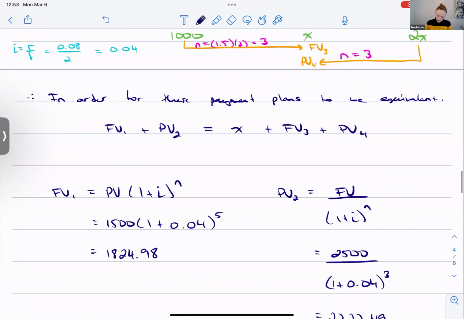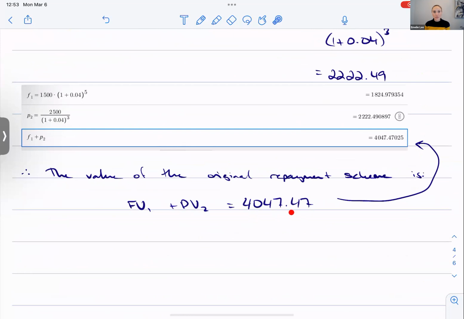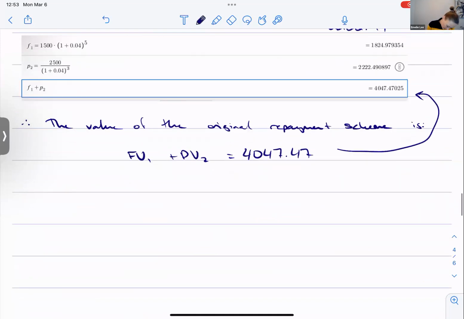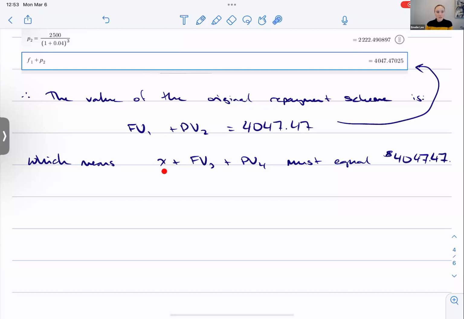So what does that mean? That means that the value of X plus future value 3 plus present value 4 has to add up to 4,047.47. Otherwise, they're not equivalent repayment schemes. That may sound obvious now, but keep that in mind when you're working through your own problems. Okay, so X is what I'm solving for, but I'm not quite there yet. I can solve for future value 3 and present value 4, sort of.